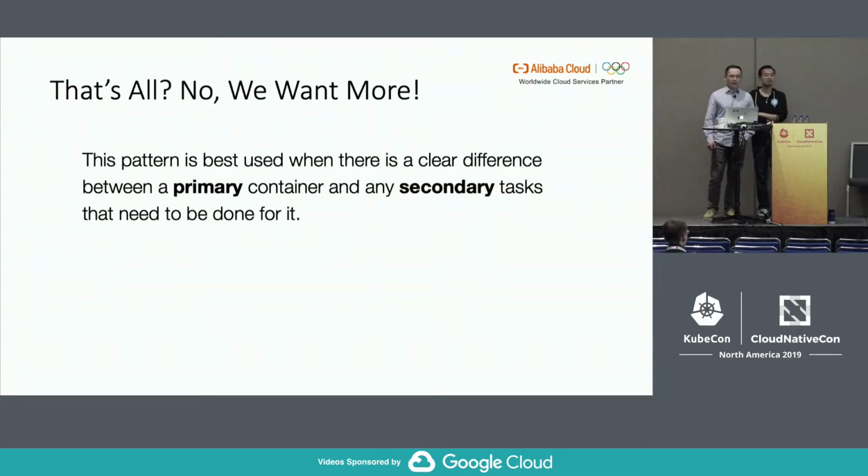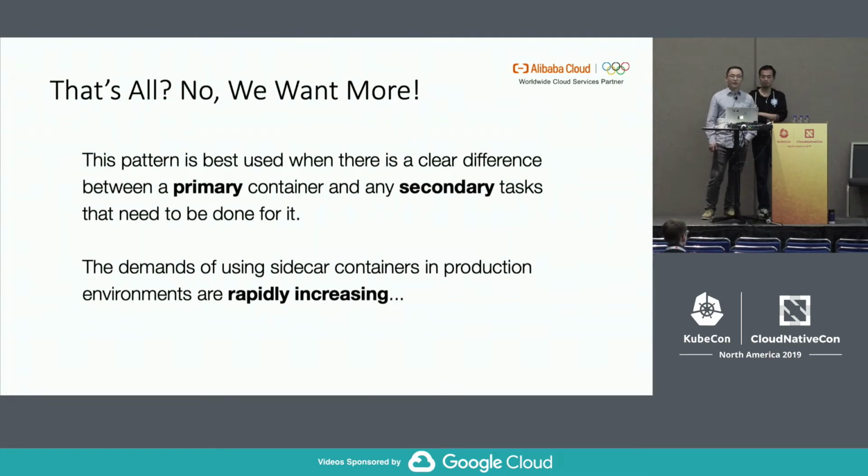Actually, this Sidecar pattern enables applications to be composed of heterogeneous components and technologies by reducing coupling. This pattern is best used when there are clear differences between the primary container and the other secondary tasks that need to be done for it. Also, the demands for using Sidecar containers in production environments are rapidly increasing. This is a major challenge that we met in Alibaba and financial. Although the Sidecar container has not been formally identified, there are more enhancement issues and discussions that should be talked about.